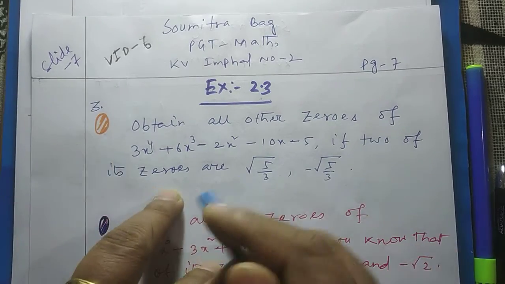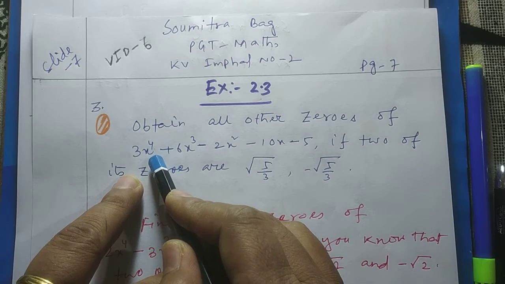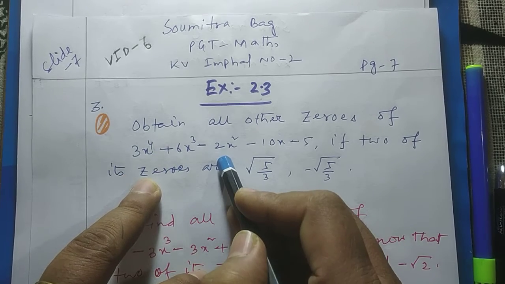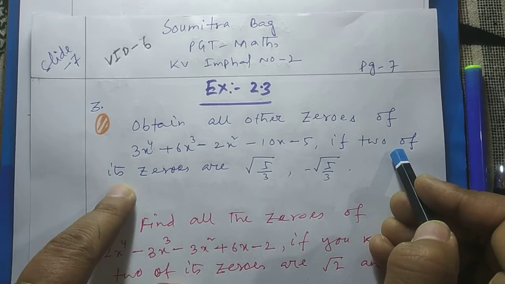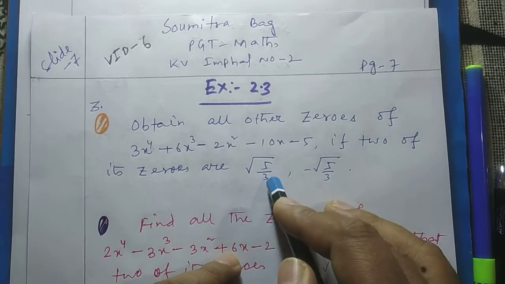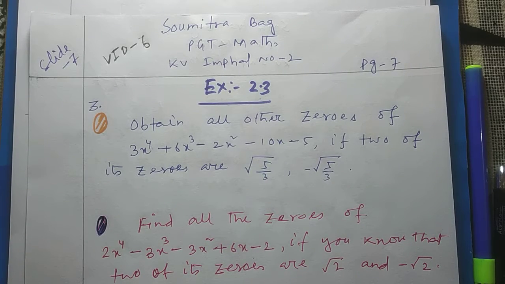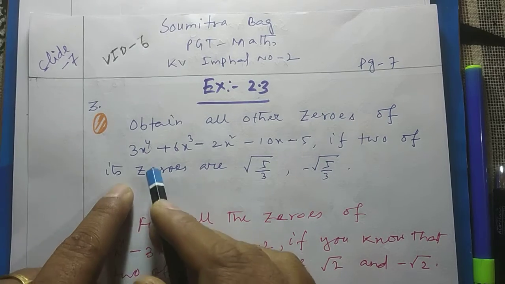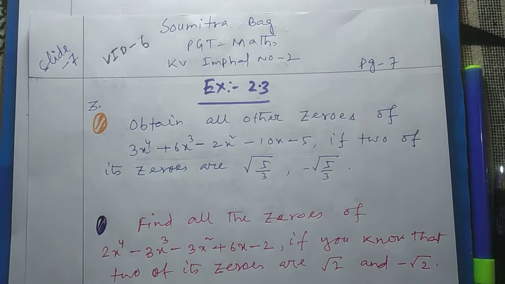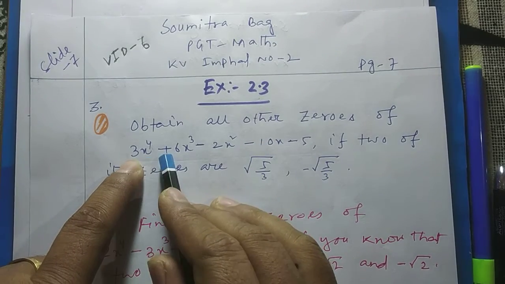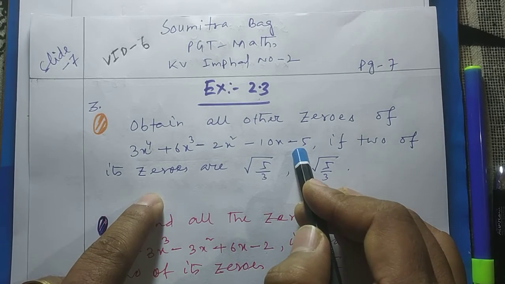Let us read here. Obtain all other zeros of 3x power 4 plus 6x cube minus 2x square minus 10x minus 5 if two of its zeros are root over 5 by 3 and minus root over 5 by 3. Means what is told here? Let us understand. Now look at the polynomial here. Some polynomial is mentioned, that is 3x power 4 plus 6x cube minus 2x square minus 10x minus 5.